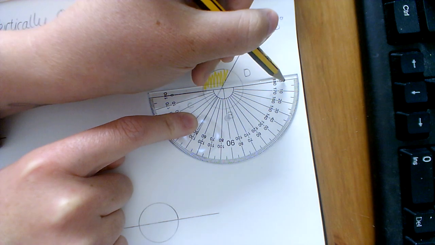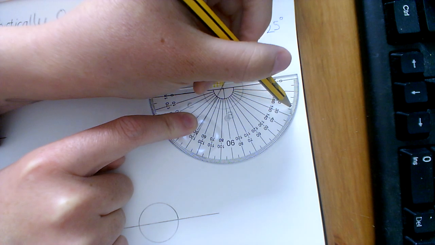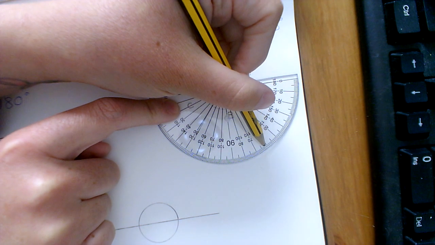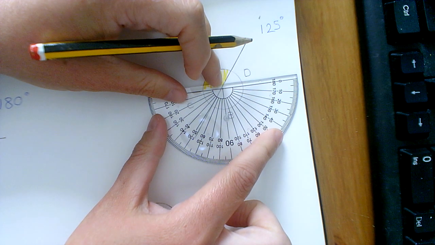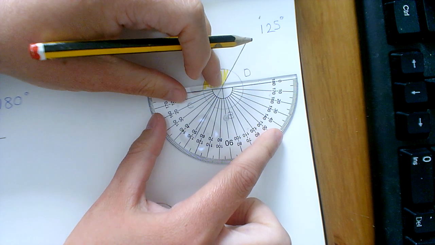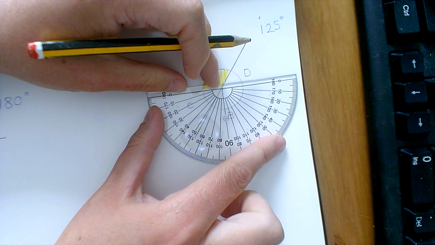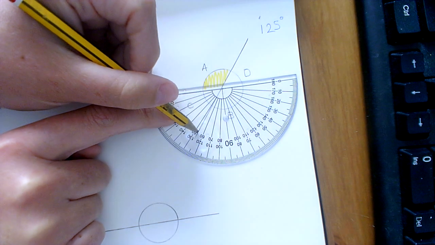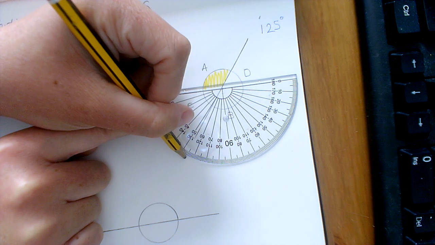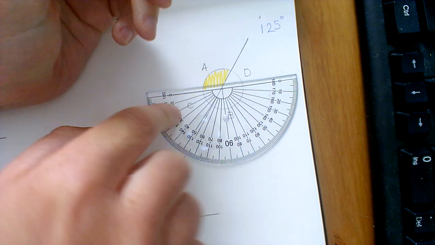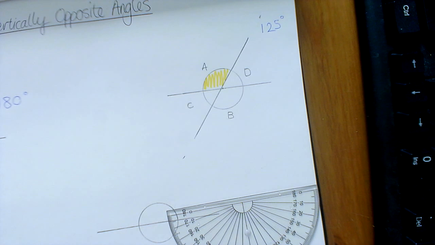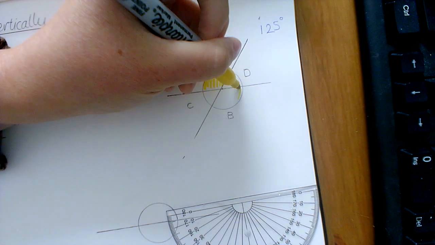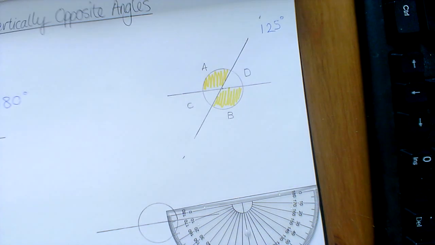So I'm going to start at 0 and follow it round until I can find, oh, I haven't lined that up just perfectly, there we go. I'm going to follow it round all the way to where the line is, and we've got 125. Lovely, so that shows that our vertically opposite angles are equal.